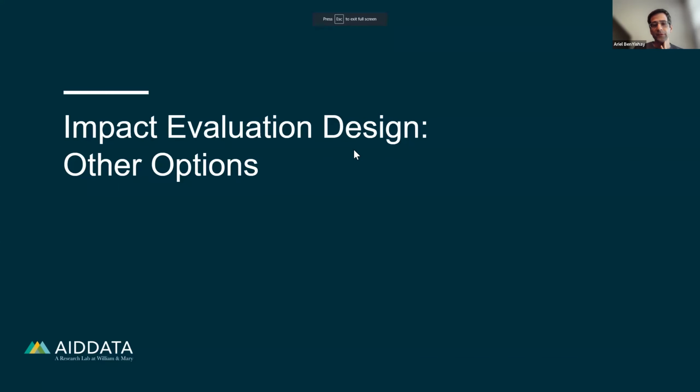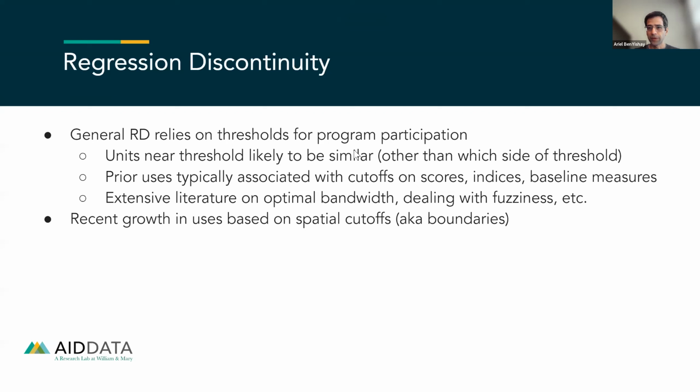Okay, so beyond panel designs, we'll first talk about regression discontinuity. This is something you've probably seen and maybe done yourselves. The generalized version of this relies on thresholds for program participation. It's really the origins of this design in the public econ literature, looking at program participation based on scores, where there is some threshold that determined eligibility, and units near that threshold were likely to be similar, other than, of course, which side of the particular threshold they were on.